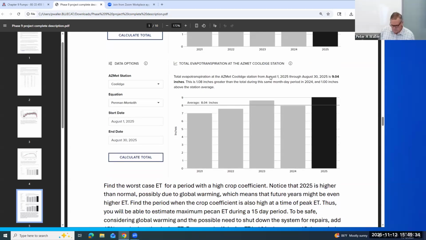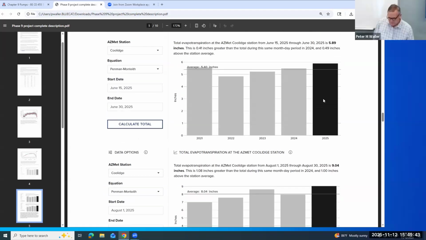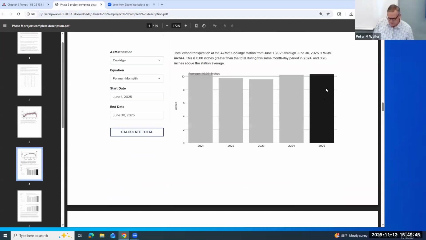Here's August. It was lower, the average was 8, and it went up to 9. So here's June, it went up above 10. So we can see that our AZMET ET in June is way worse than August. It's 10% higher.